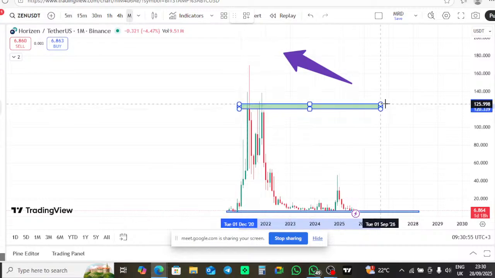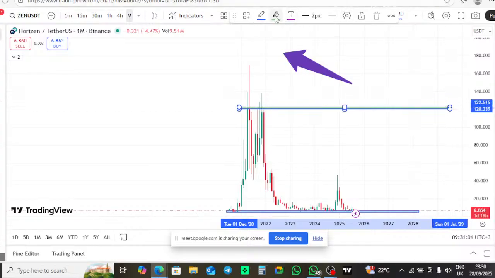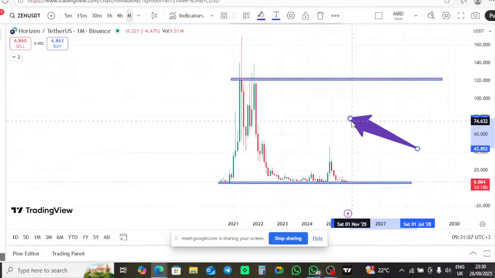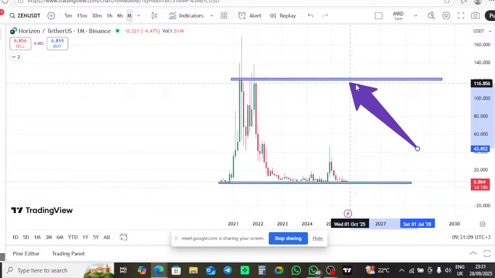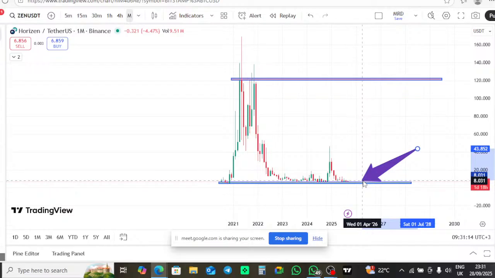Now I'm going to do this. Hope you can be able to see this, okay? And we are going to make it red. That is red, and we lock it. Therefore, you have your resistance or supply zone here, then you have your support or what we call the demand zone there.